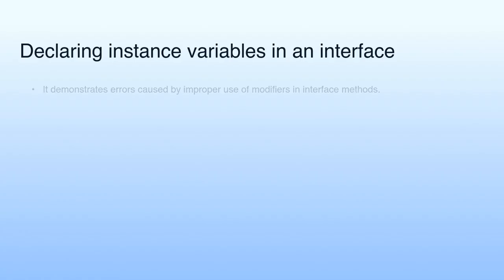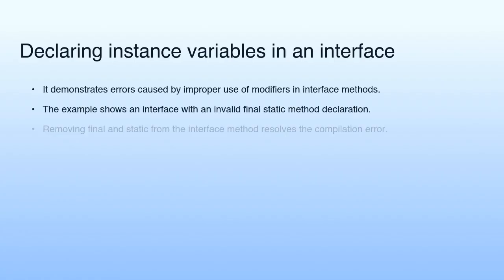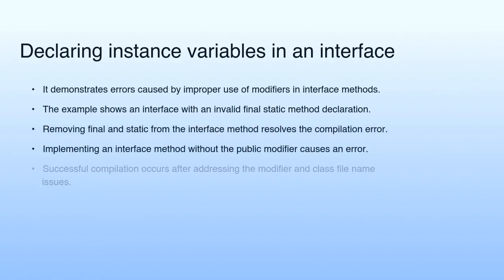This example illustrates errors caused by improper use of modifiers in interface methods. It demonstrates an interface with an invalid final static method declaration, which causes a compilation error. Removing the final and static modifiers from the interface method resolves this issue. Additionally, implementing an interface method without the public modifier also results in an error. Successful compilation occurs after addressing these modifier and class file name issues.